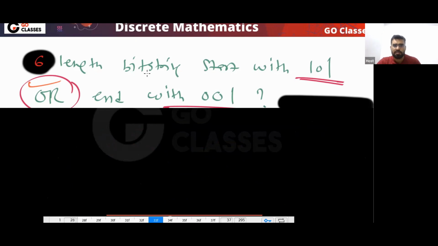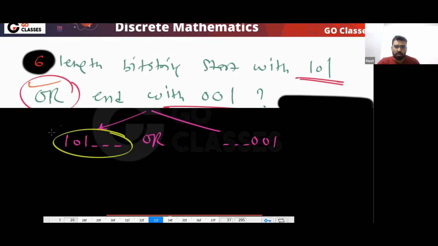Now what will be the answer? 6 length. Now there is something common. You can notice that either you can start with 101 or you can end with 001. Now they have something common. This T1 comma T2, they have something common. So there is an OR between them, but there is something common.